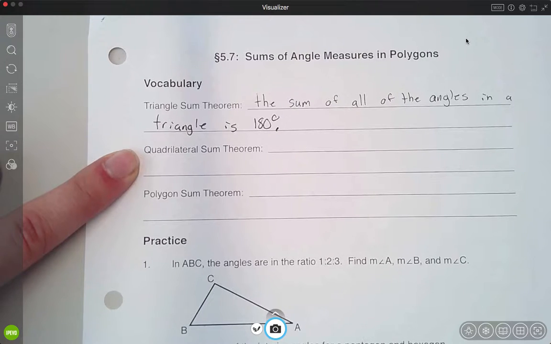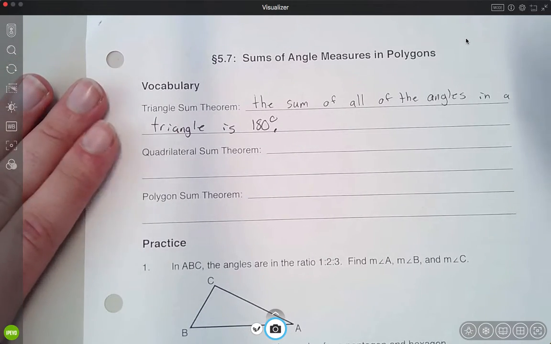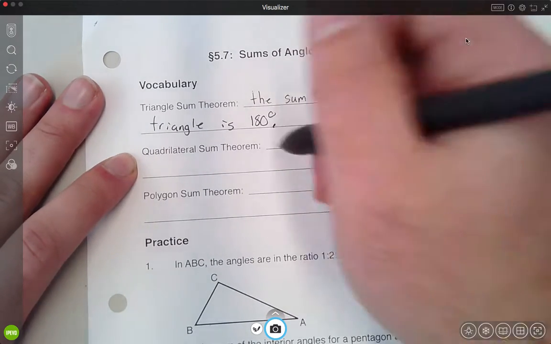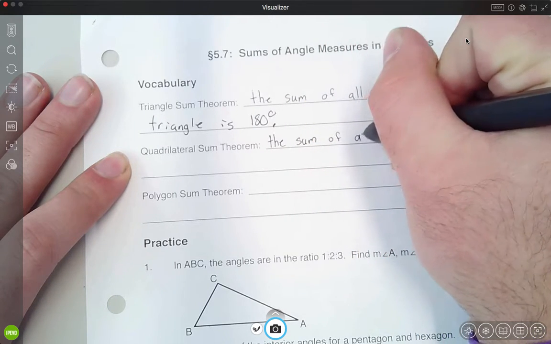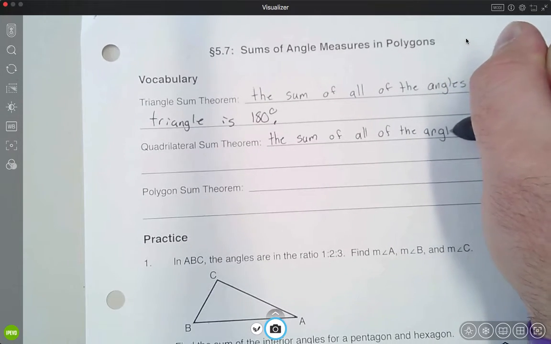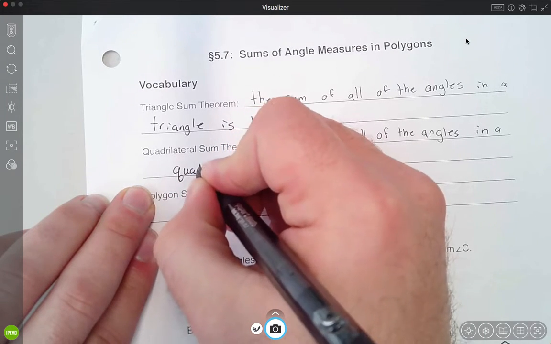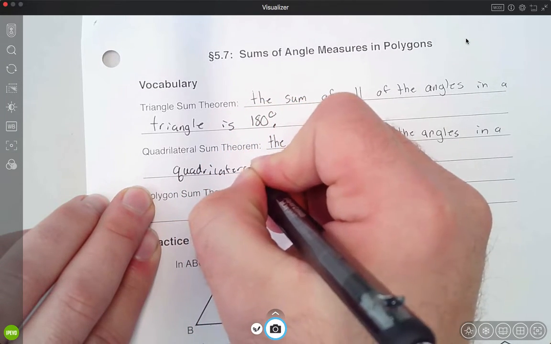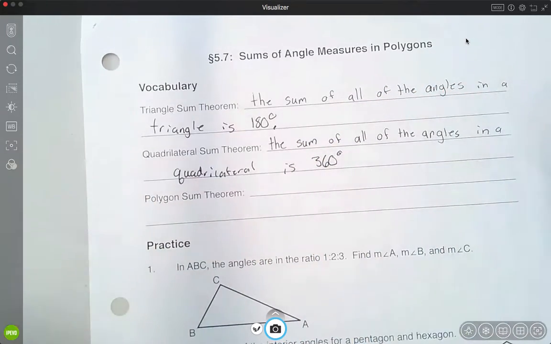We just have to think every quadrilateral, if I connect across one of my diagonals, will then make sure that I have just 2 triangles. So if I connect my diagonals, I get 2 triangles, and I would say then that the sum of all of the angles in a quadrilateral is the 2 times 180, which is 360 degrees. So that's for a triangle, that's for a quadrilateral.